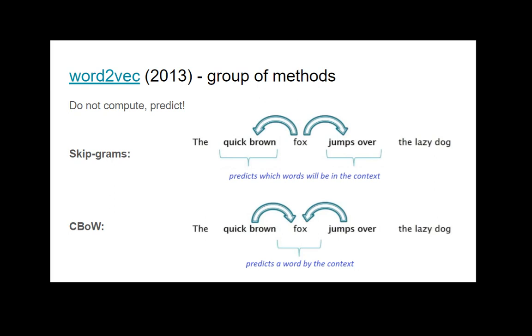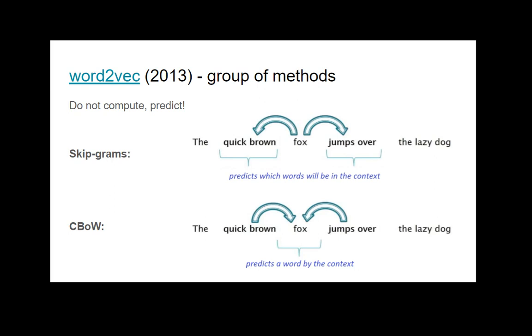So Fox is a word, and the context is here. And I want to predict, so my target function will be the prediction of which words are usually in my context. So what you get as a result: you feed the one-hot encoding of the words, and you get the result, the vector with likelihoods of meeting these words in the context.